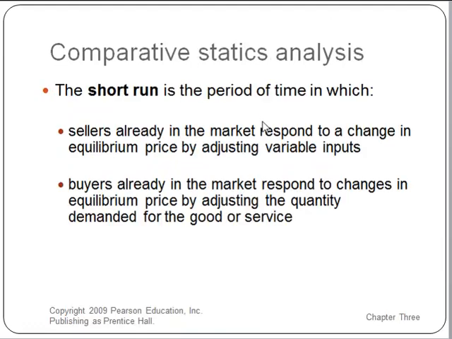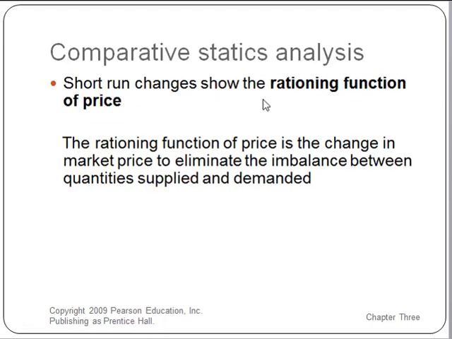Before we use comparative statics analysis, we also need to define two concepts in economics, the short run and the long run. The short run is a period of time in which sellers already in the market respond to a change in equilibrium prices by adjusting variable inputs. And the buyers already in the market respond to a change in equilibrium price by adjusting the quantity demanded for the goods and or services. So the short run change shows the rationing function of the price.